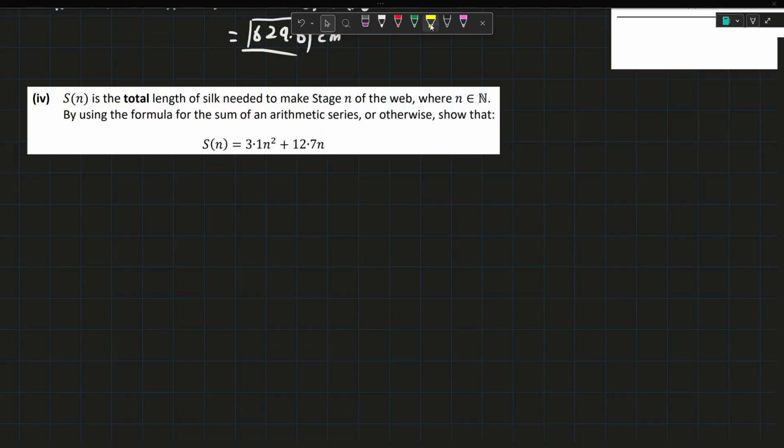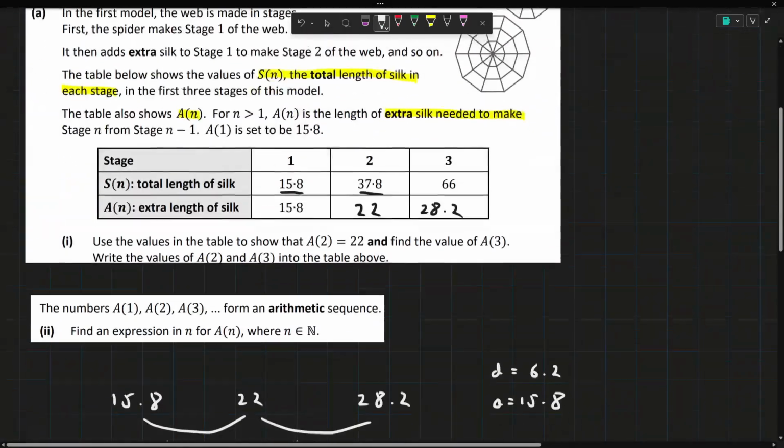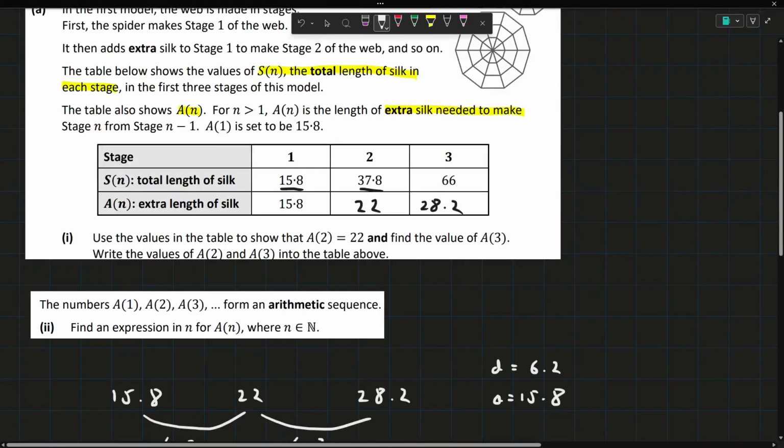Then recall that the function S of n is the total length of silk, and we're told to use the formula for the sum of an arithmetic series to figure out what S of n is. So I guess the easiest way to do this is to remember that A of n is the amount that we're adding on each time. So again, we start with 15.8, then we add on 22 to get 37.8, and then we add on 28.2 to get 66. So if we just add up how much we add on each time, well then that gives us the total length of the string.